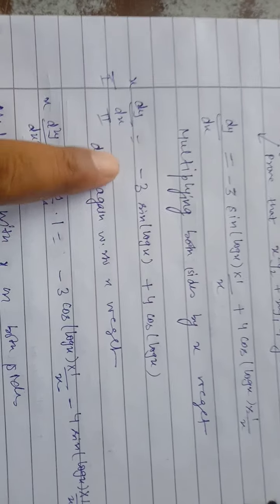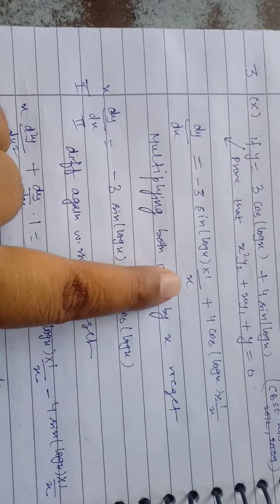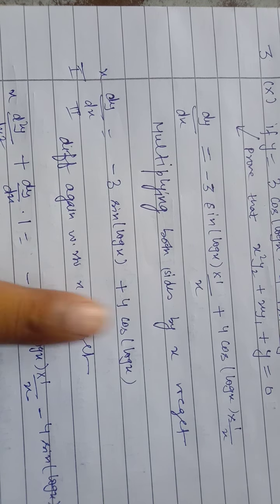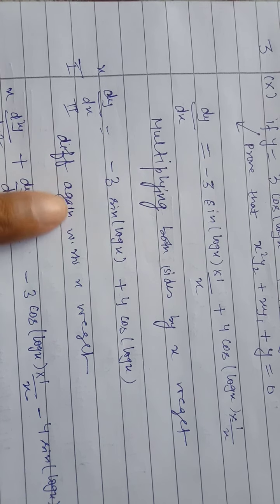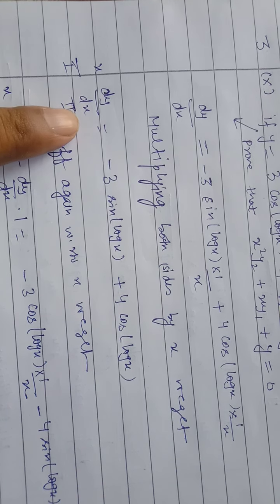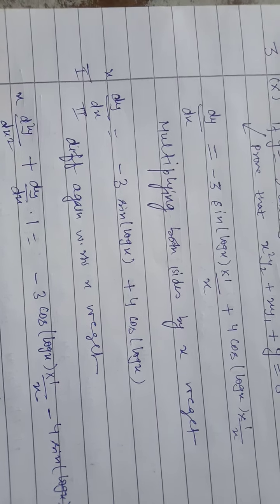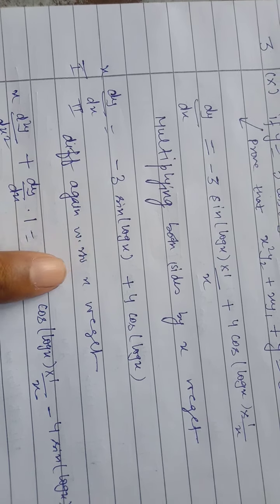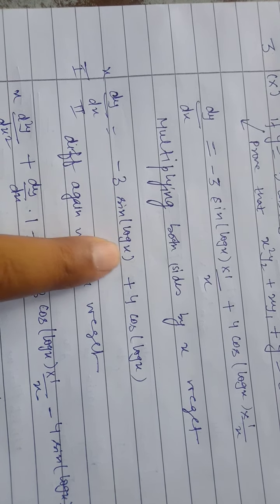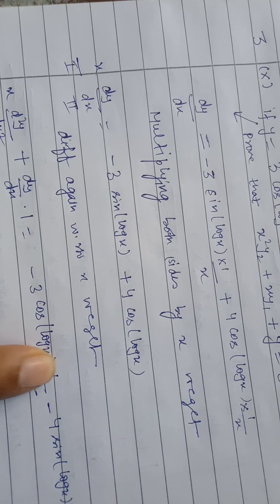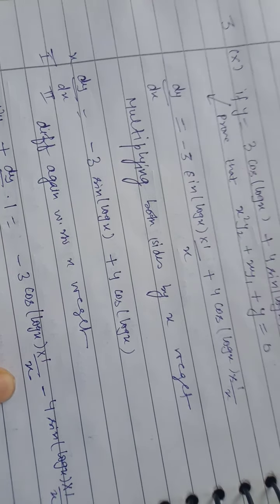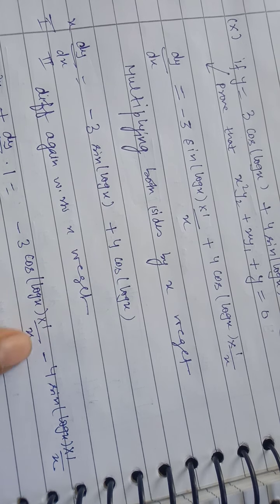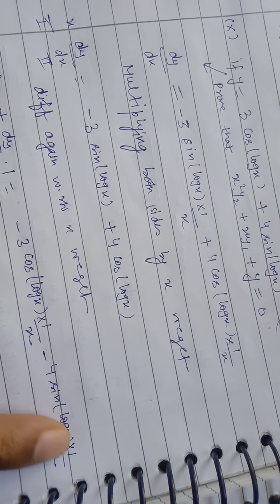So we may have x dy by dx, cancelling the x. From here we have minus 3 sin(log x) plus 4 cos(log x). Again differentiating with respect to x, this is the first function, this is the second function. First function as it is, derivative of second, plus second as it is, derivative of first: minus 3, derivative of sine is cos(log x), and the derivative of log x, which is the angle, is 1 by x, minus 4 cos, and the derivative of cos is minus sin(log x), and the derivative of the angle log x is 1 by x.